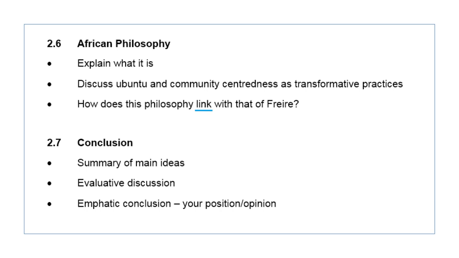Here's a little bit of a deviation of it. Now, 2.6 is African philosophy. Explain what it is. Now they go deeper. Discuss Ubuntu and community-centeredness as transformative practices. And how does this philosophy link with Freire's? Because remember, African philosophy is also anti-colonialism, which is what Freire's one was, but his was just anti-colonialism within South America. And then you're going to have your conclusion.